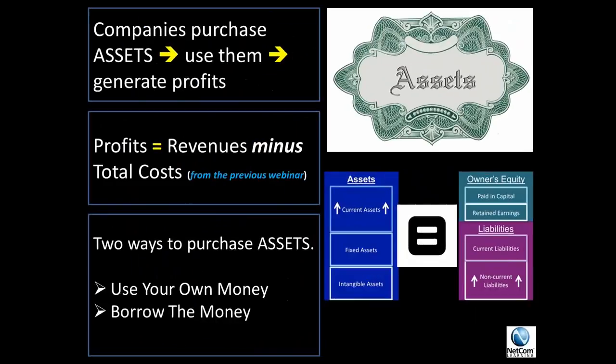Now, companies purchase assets to generate profits. It's that simple. Now, going back to our first financial webinar, profits equals all of the revenues minus total cost. It's that straightforward. And companies purchase assets specifically to earn profits. Now, again, there are two ways to purchase, just like there are two ways to finance your home. You use your own money, analogous to the down payment, or you borrow money, analogous to a company floating commercial paper, floating bonds, borrowing from a bank, which we say is analogous to the homeowner borrowing a mortgage from a bank.